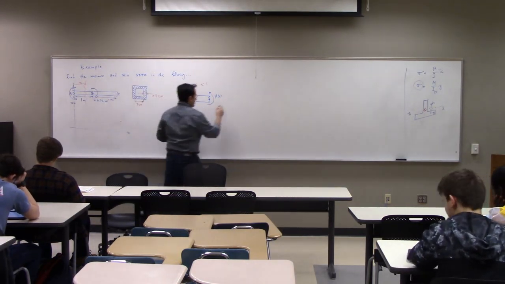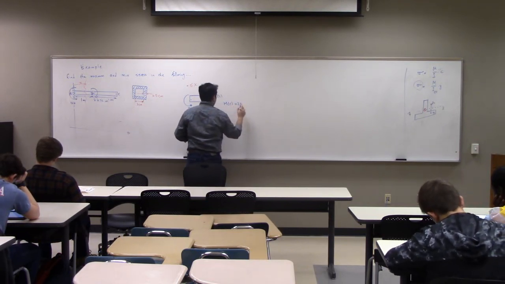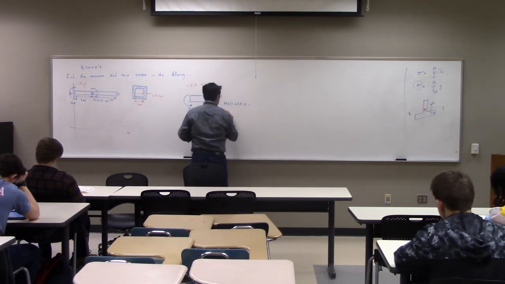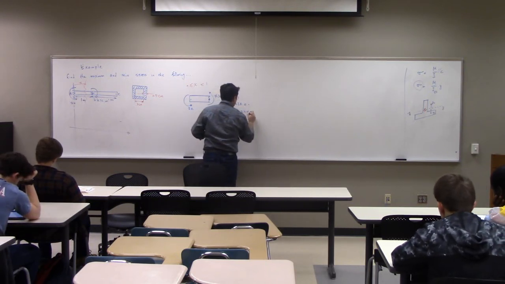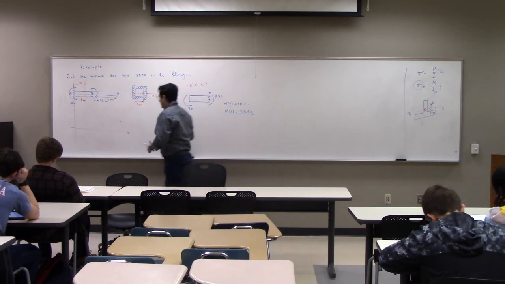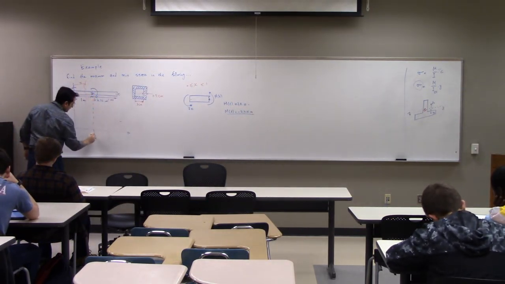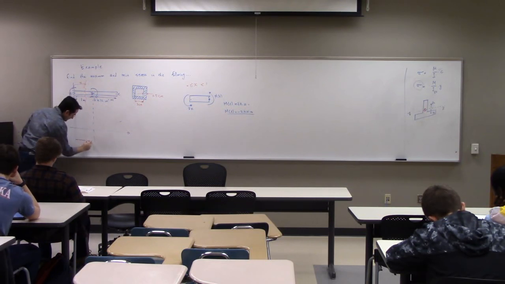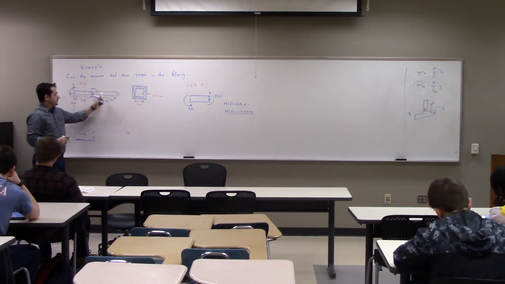Then Mx plus 2k is equal to 0. Mx is equal to negative 2 kilonewton meter. So from here to here, you have negative 2k. Now what about from here to here?